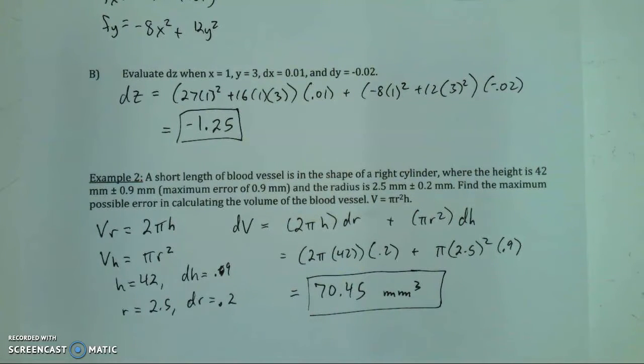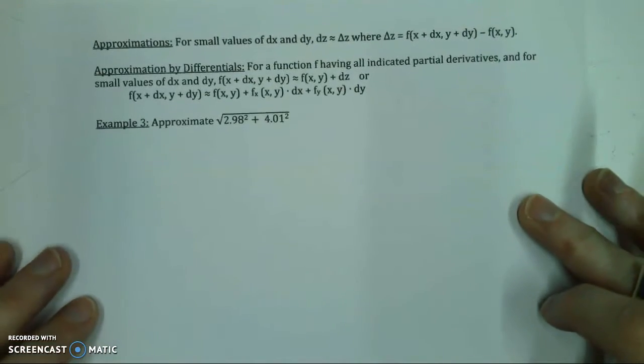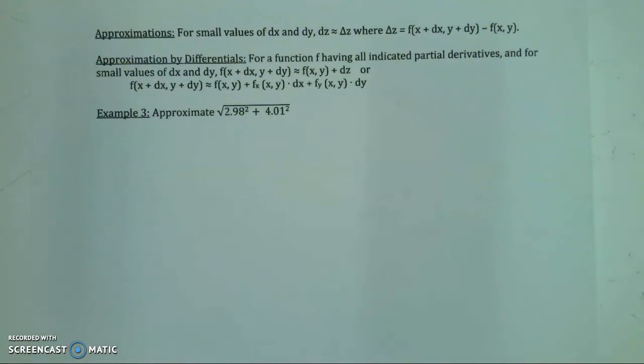So, even though I had an application, the way I set up my total differential was pretty much exactly the same. So that is a total differential. The next thing we'd like to look at is how to do an approximation. This is how we used to find values when the numbers weren't good, before we had calculators. And we're going to use that total differential to do this.